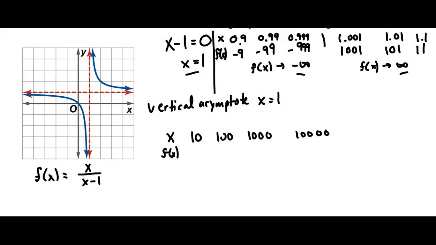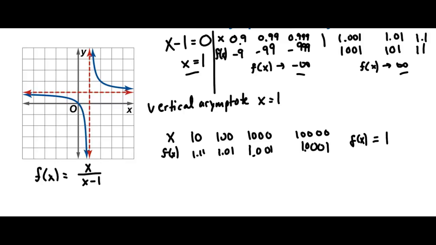If I put 10 in, I get 1.11. If I put 100 in, I get 1.01. If I put 1,000 in, I get 1.001, and you kind of get the idea. 10,000 is going to give me 1.0001. So clearly, it appears that the graph, as we go to negative infinity, seems to approach 1.